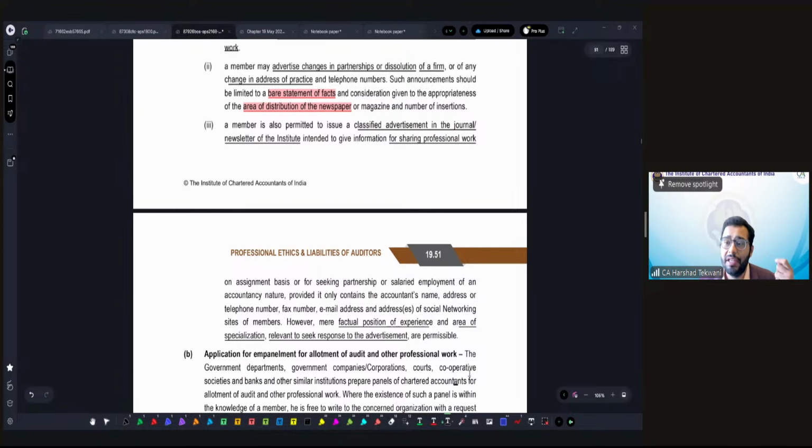However, something which is a comparison, for example, best CA firm, top 10 CA firm, best in class. If that is the case, not permissible.